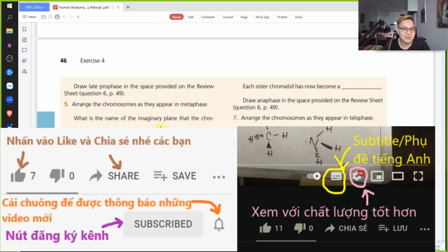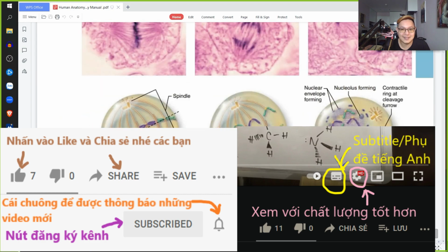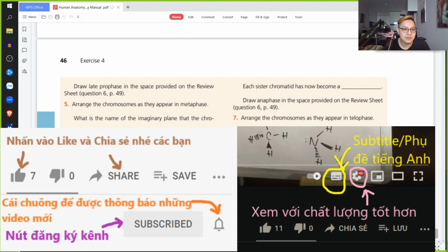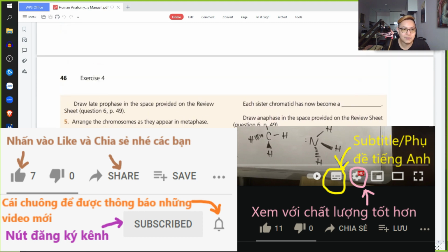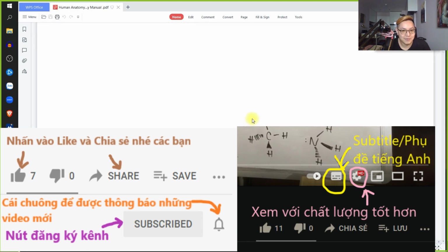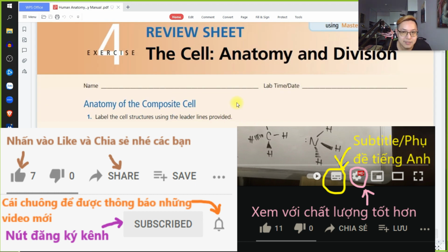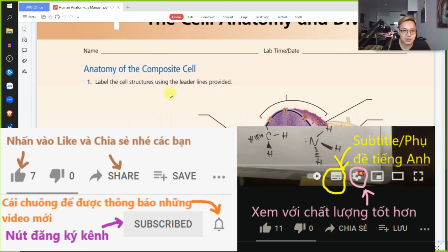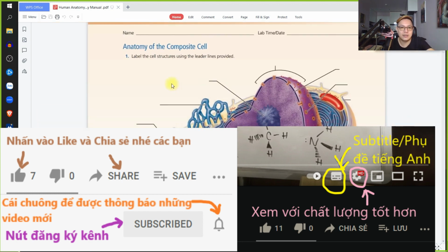Okay, let's continue with this one. Last time we did mitosis and interphase. So this one you have to do is the cell anatomy and division exercise for review sheet. You have to label structures using the leader lines provided.